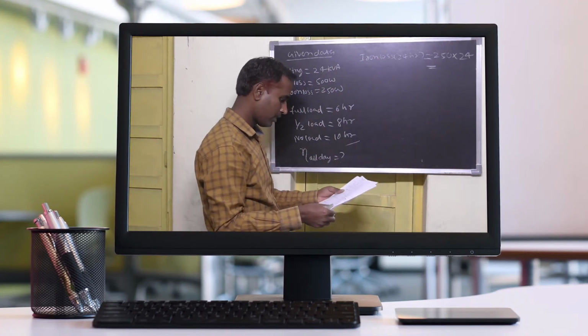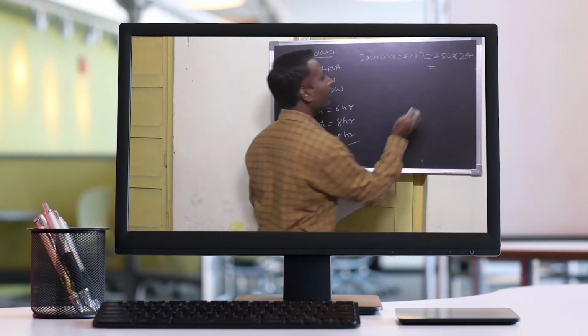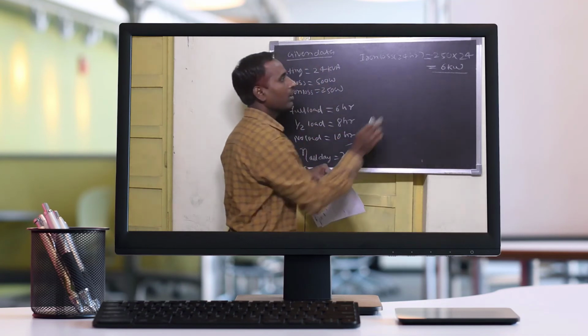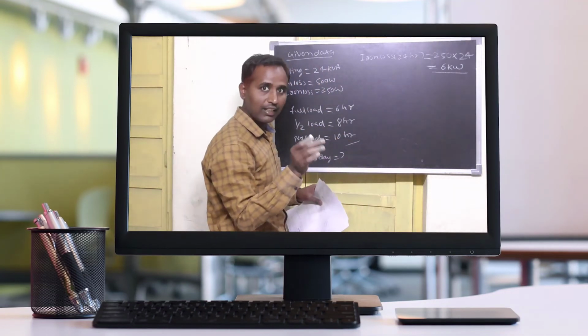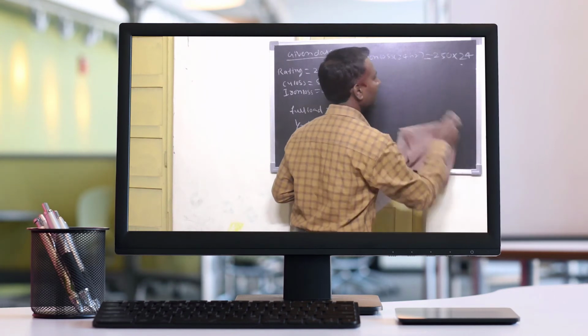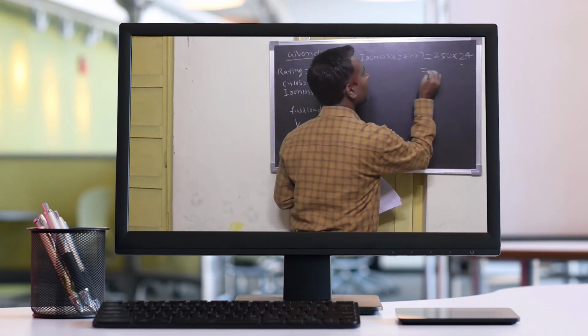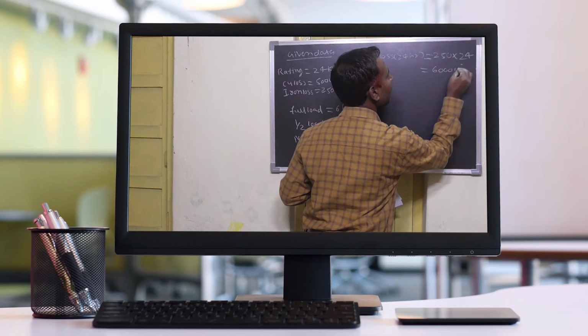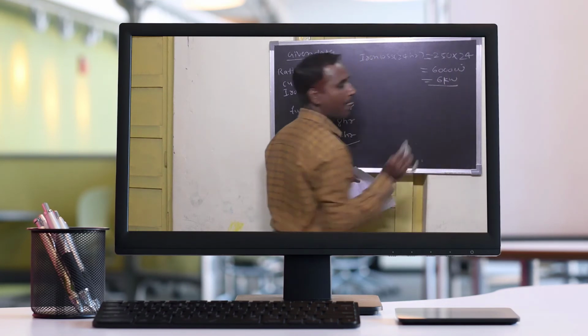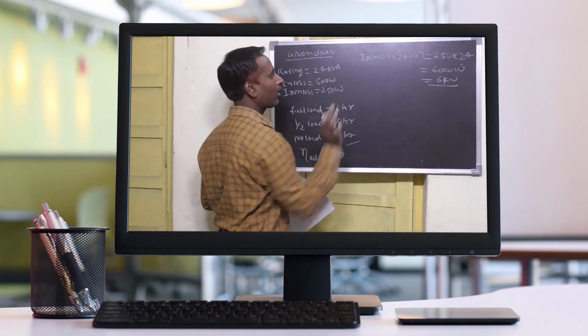How much? 250 into 24. 6 kilowatt. We converted 600 watt... okay, I will tell. We multiply this and get 6000 watt, which in kilowatt is 6 kilowatt. This is completed for 24 hours.